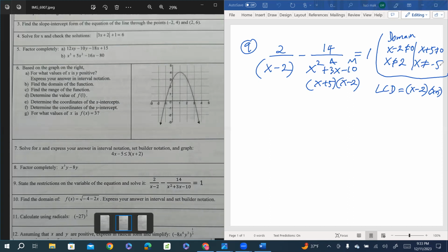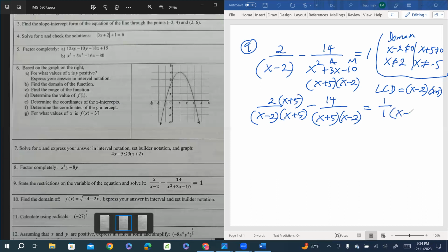All right, now let's find the LCD. So we have 2 over (x minus 2). We want to multiply this by an (x plus 5). Whatever you do to the denominator, you have to do to the numerator to make the LCD. Minus 14 over (x plus 5)(x minus 2), which is already the LCD. The 1 also has to be made into the LCD. So we multiply (x minus 2) times (x plus 5) in the numerator and the denominator.